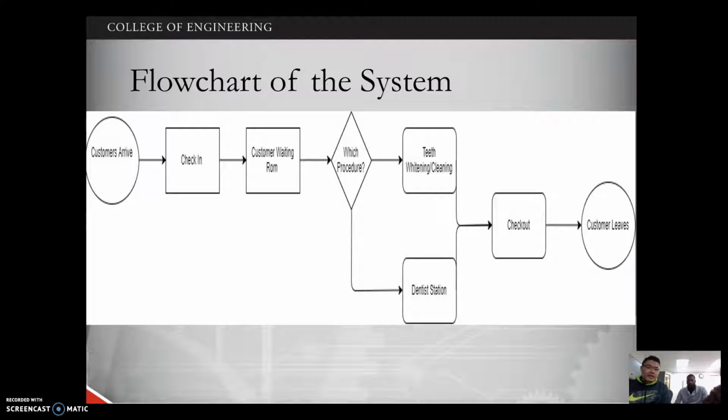So the flow chart of the system, this is a basic one right here. The customer will arrive, then they'll go to the check-in counter where the receptionist is going to be. Then they will go to the waiting room. After the waiting room, when there's a room available or a hygienist available, they take them to either the teeth whitening or cleaning area or the dentist station where the other 2 services are offered. And then once they're done with their processes, they'll go to the checkout where they see the receptionist again. And once they pay the money or reschedule a new appointment, the customer leaves the system.